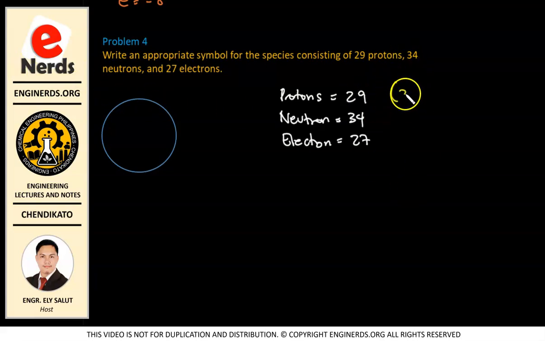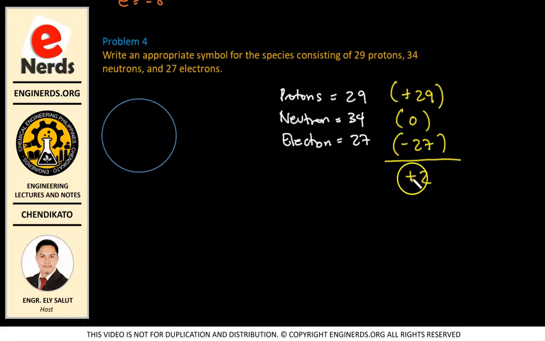Let us check the charges like what we have done earlier. Proton is positively charged, we have 29, so let me write with a charge here: plus 29. Neutron is uncharged, so this is 0. And then electron is negative 27, because it is negatively charged. So plus 29 minus 27, we have a positively charged element, which is plus 2. So that means it is positively charged. The requirement here is to write the appropriate symbol. So how are we going to do that?